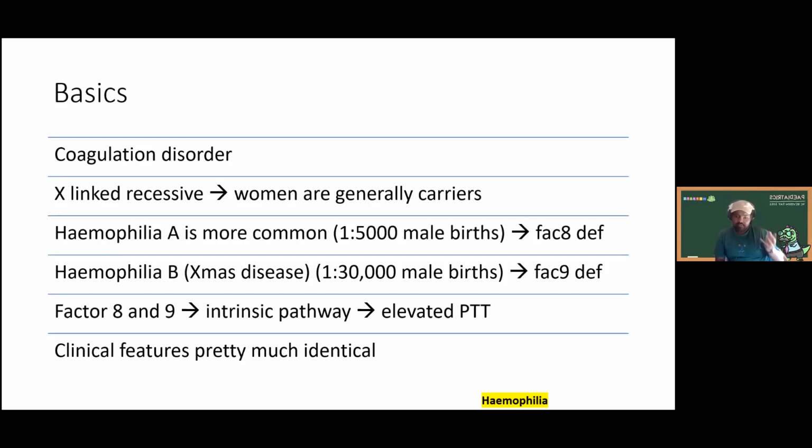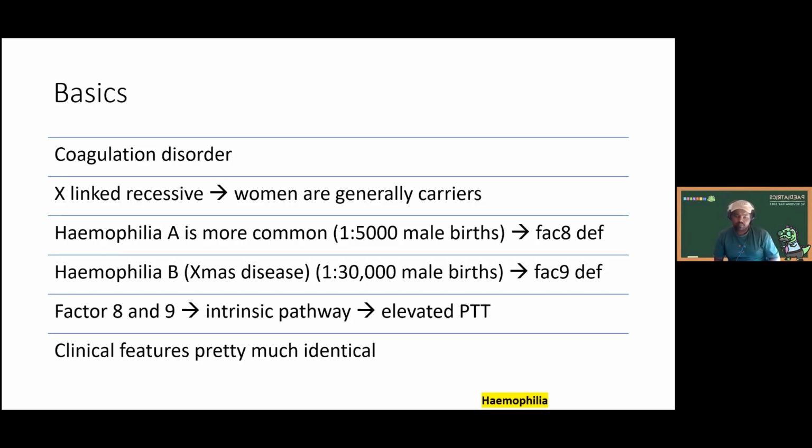Remembering that factor VIII and factor IX are in the intrinsic pathway, so we get elevated PTT. The way that I like to think about this is PT and PTT. So PT, play tennis, you play tennis outside, so it's extrinsic, and PTT, you play table tennis inside, so it's intrinsic. So that's why we get an elevation in PTT.